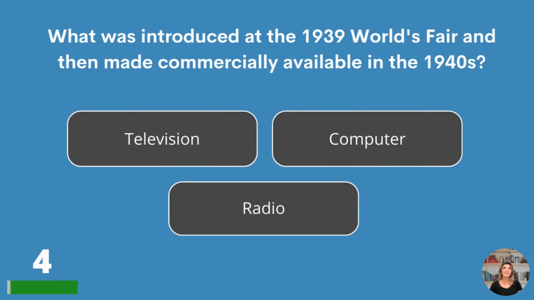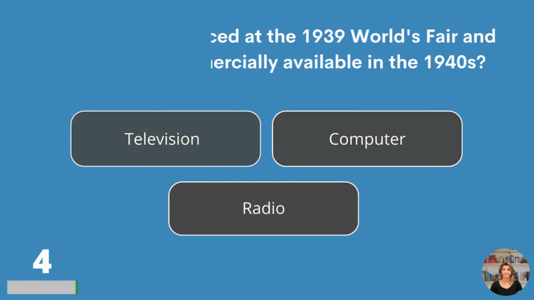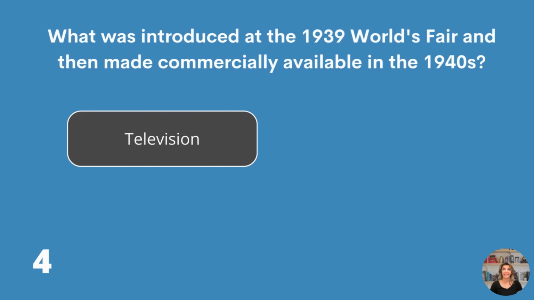What was introduced at the 1939 World's Fair and then made commercially available in the 1940s? Television, computer, or radio? Television.